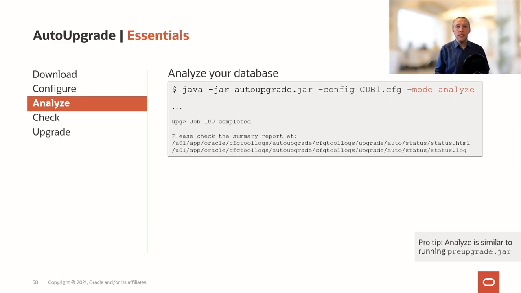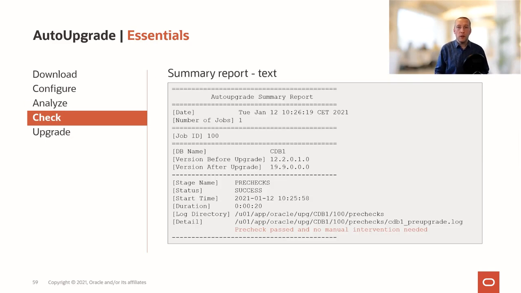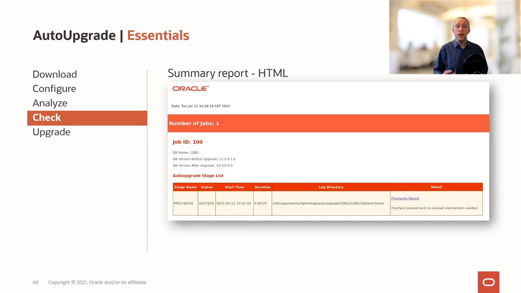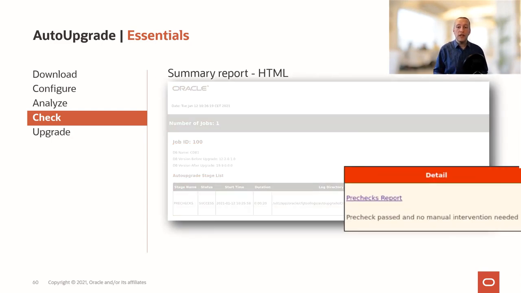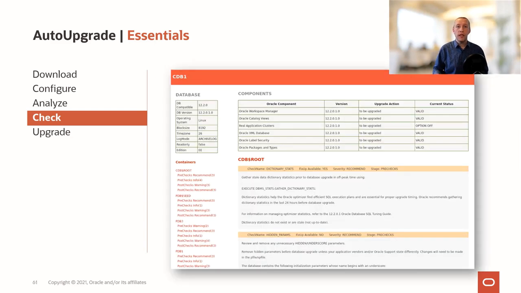When the analyze completes, it's time to look at the summary report. If you look in the text formatted summary report, you will see something similar to this. The most important part is written at the bottom in red. In this specific case, there is no severe issue that prevents me from upgrading the database. It's ready to go. You can also look in the HTML formatted file, and it'll look something similar to this. You can also see here that it's ready to be upgraded, no manual intervention required. And there's even a link to a pre-check report which contains more details about your specific database.